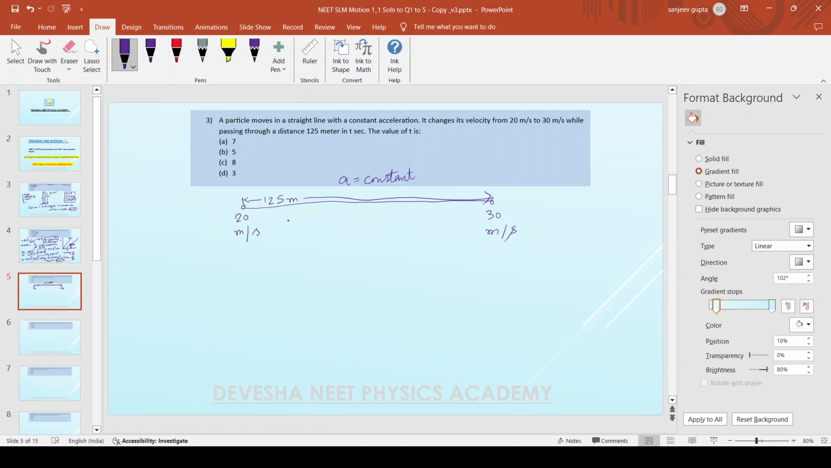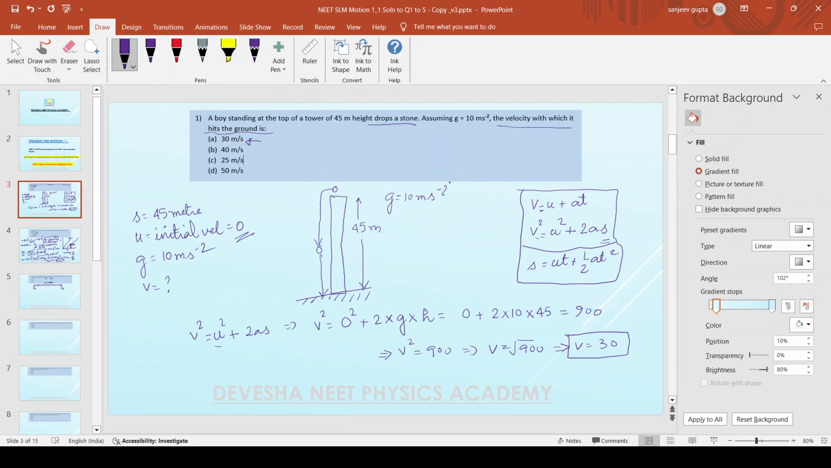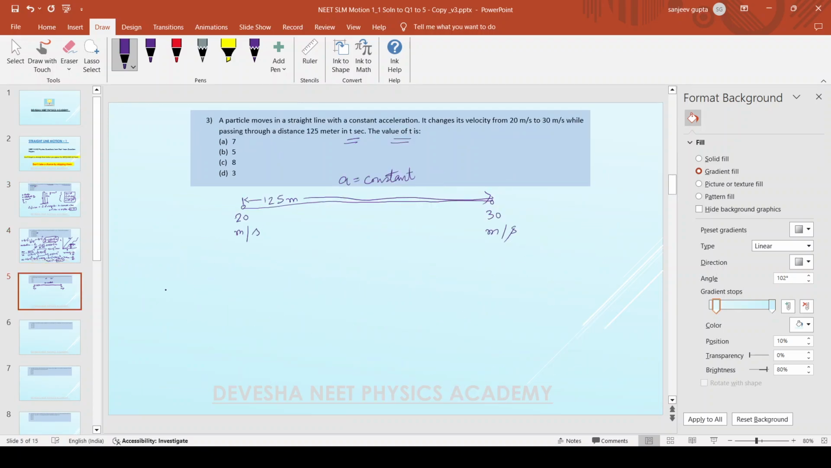Okay. So it traverses this distance of 125 meters in a time span of t seconds, and we need to find the value of t. We all know those three formulas which we discussed earlier, so we'll relate to those formulas once again now. Here v square is equal to u square plus 2as. What we have been given is the value of s, the initial velocity, and the final velocity, right?